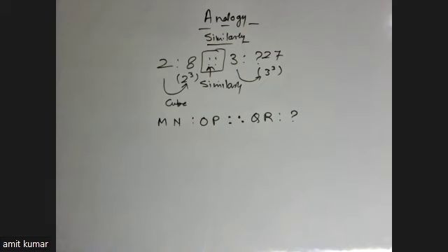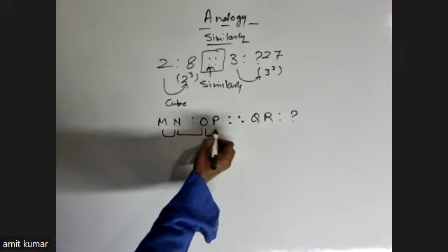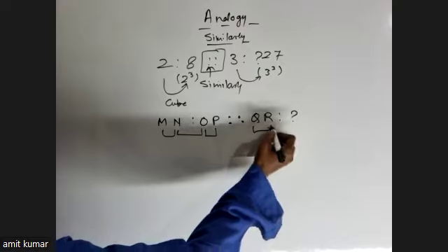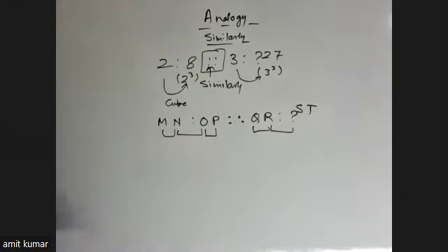ST. Very good. देखो, how are we getting it? MN, NO, OP. So yes, QR. R के बाद में क्या आता है बेटा? S. S के बाद में next क्या आता है? T. That's the easiest way.